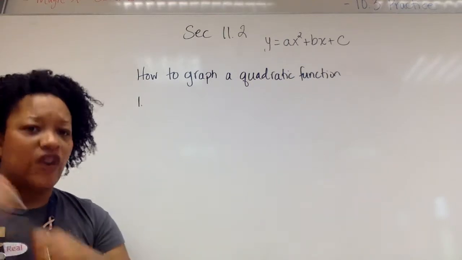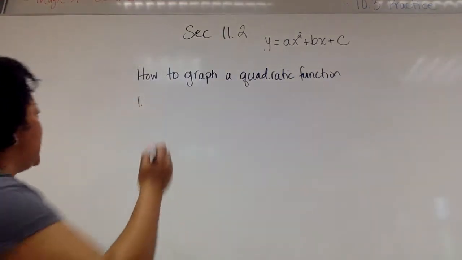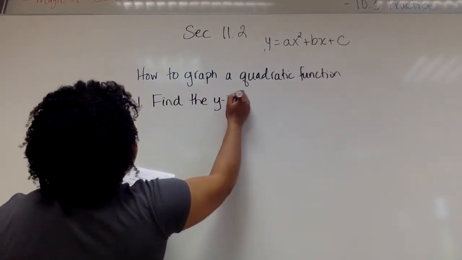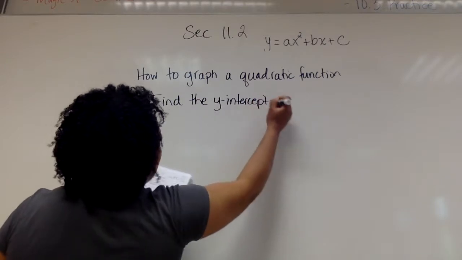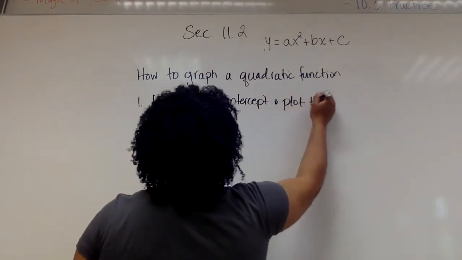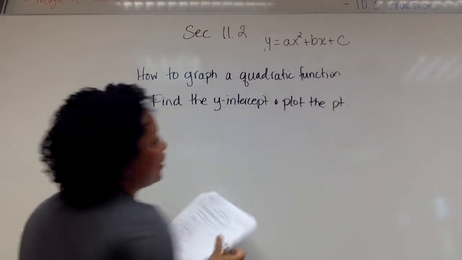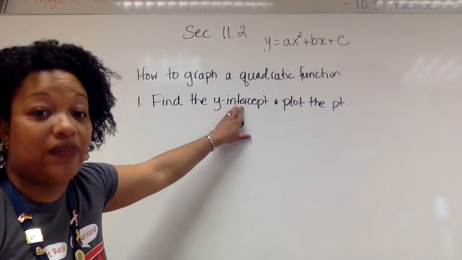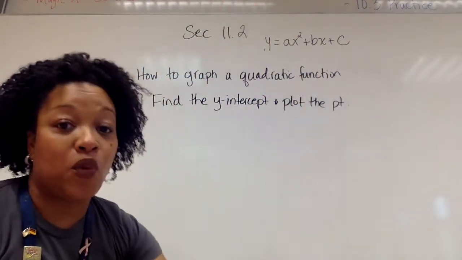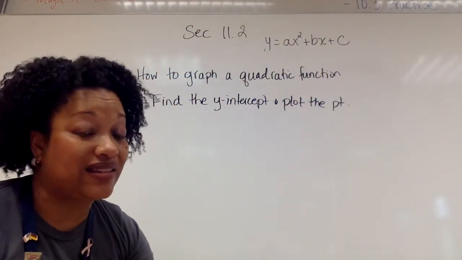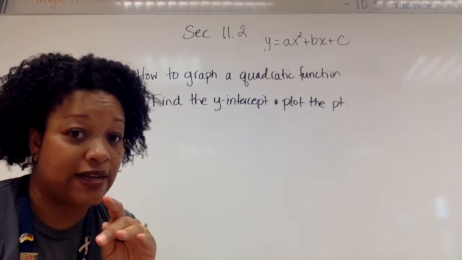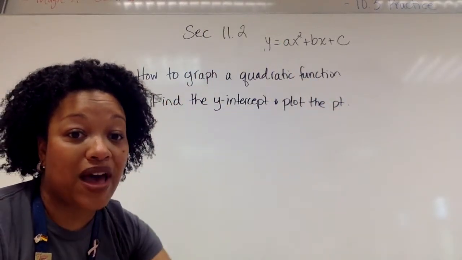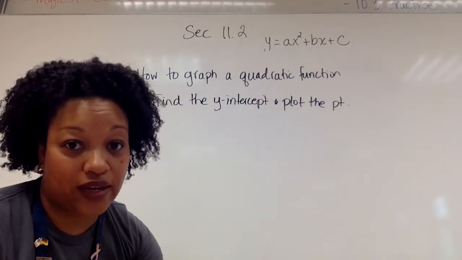All right? First thing we're going to do is find the y-intercept and plot the point. Now, let's stop here. We haven't seen this word in a couple of months. Your y-intercept is the point that will be on the y-axis. Let's just use some common sense. I talked about that last section. Your y-intercept will be the point on the y-axis. It doesn't have an x-coordinate.